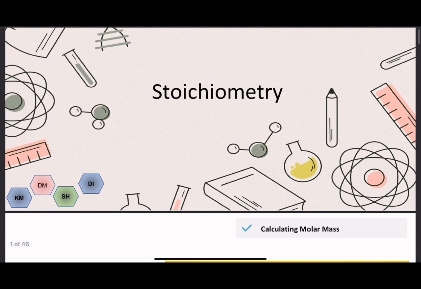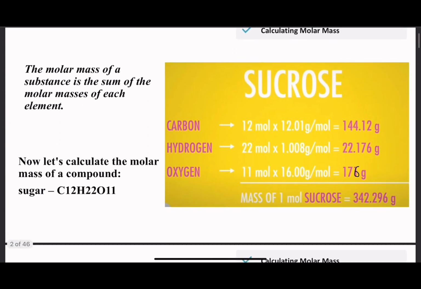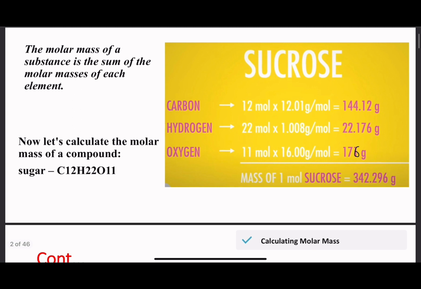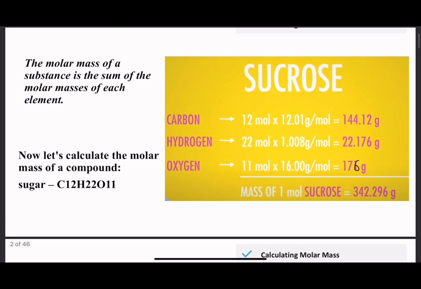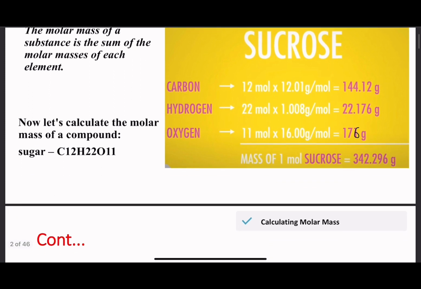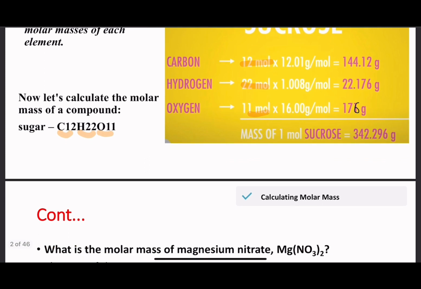Now you guys will have the stoichiometry. In stoichiometry, you need to know how to calculate the molecular masses of any compound. Okay? So in here we have sucrose, and sucrose has 12 carbons, 22 hydrogens and 11 oxygens, and what they do is that they multiply each by the molar masses and they add them up, and you get the molar mass of sucrose, which will be for 1 mole, right?